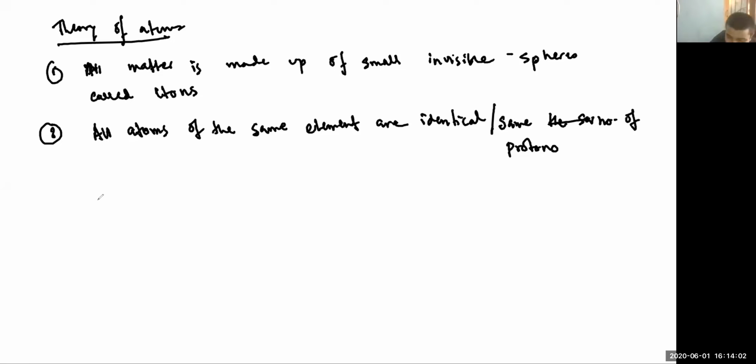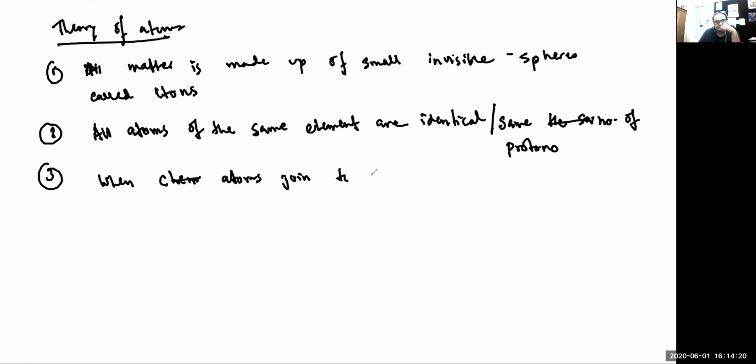Next. Number three, when atoms join together, they form chemical compounds.